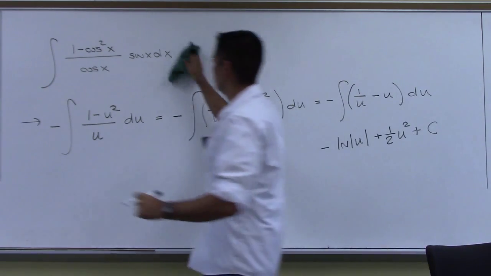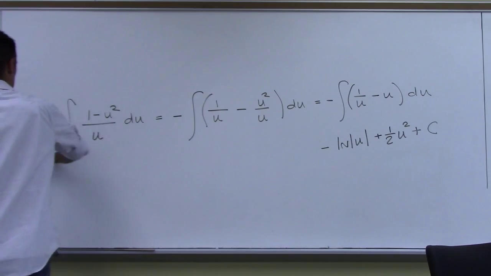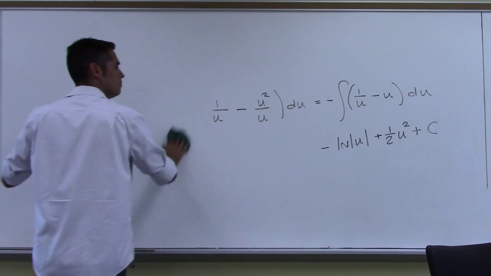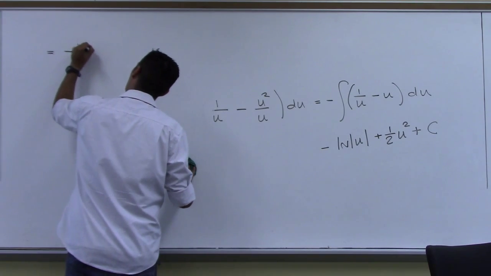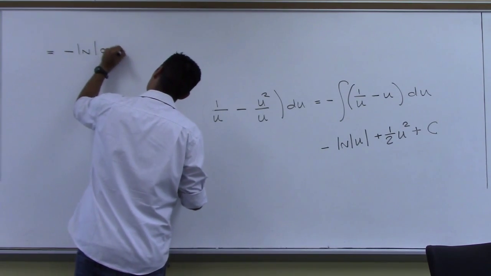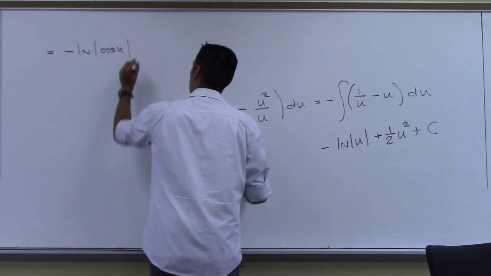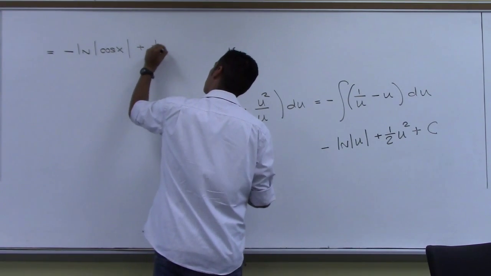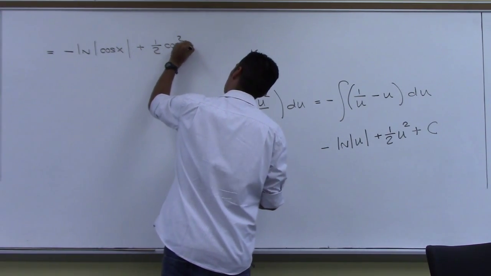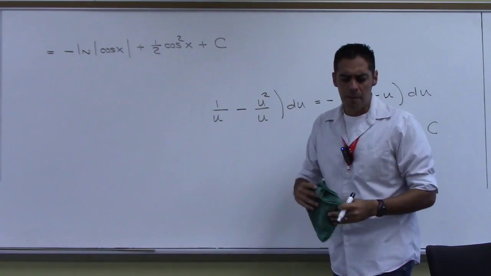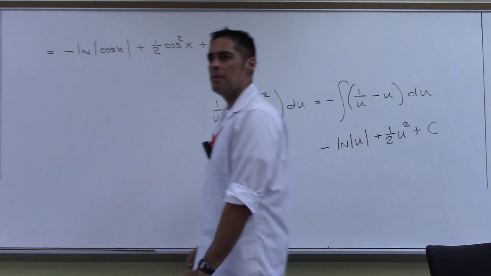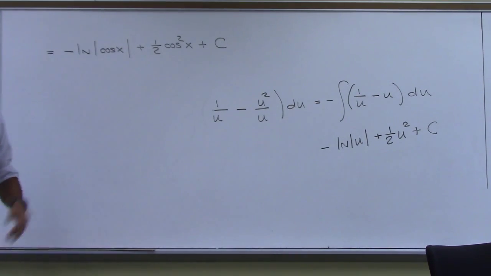But what was u? Cosine x. So this should be my final answer: negative natural log cosine x, and then plus 1/2 cosine squared x plus c. And this was number 13, so I doubt that's the way it appears in the back of the book. No, that is the way it appears?